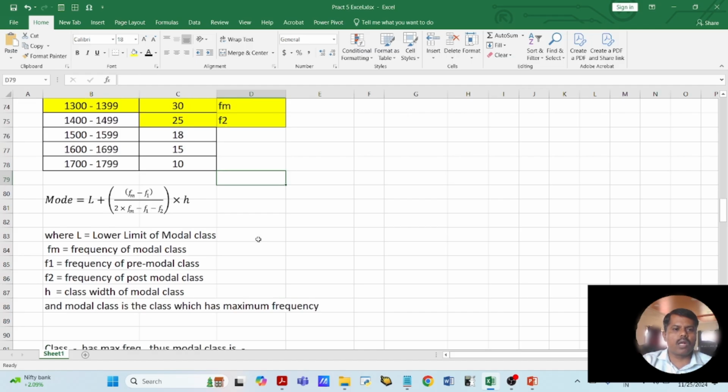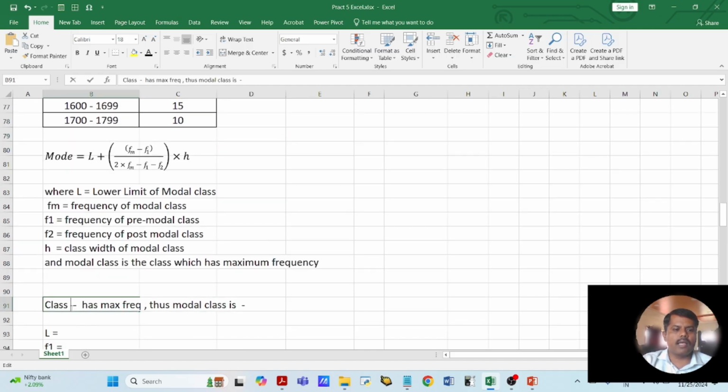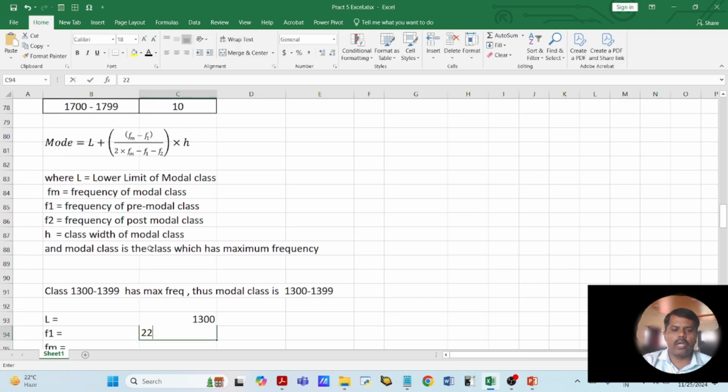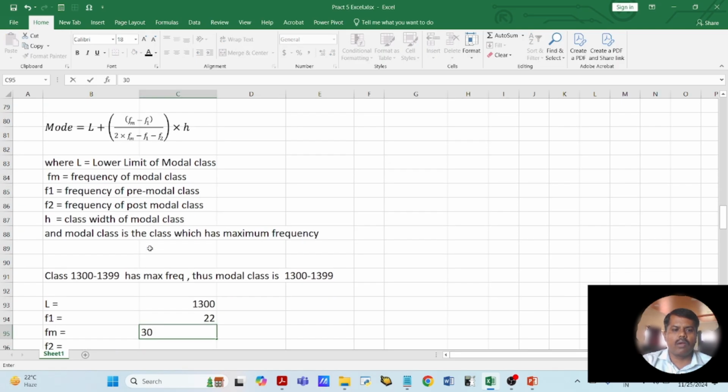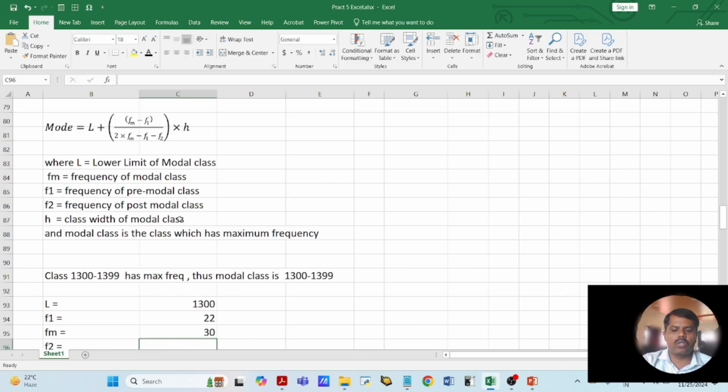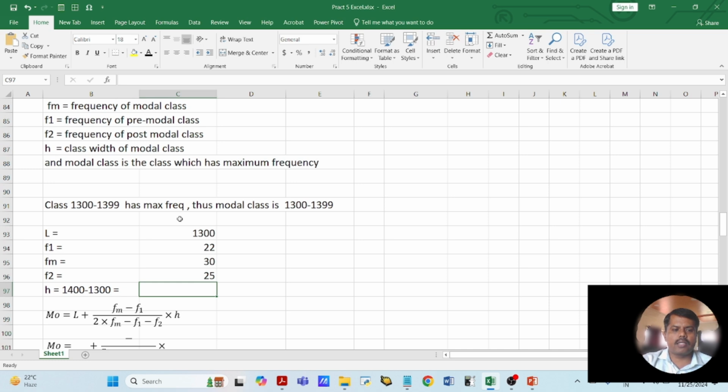From the above table, the modal class 1300 to 1399 has maximum frequency. Thus, the modal class is 1300 to 1399. Its lower limit is 1300. F1 is the pre-modal class frequency, 22. Fm is the modal class frequency. F2 is the post-modal class frequency, that is 25. And H is the class width, and that is again 100.